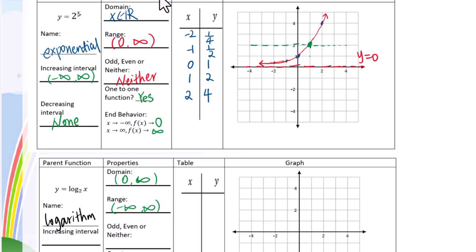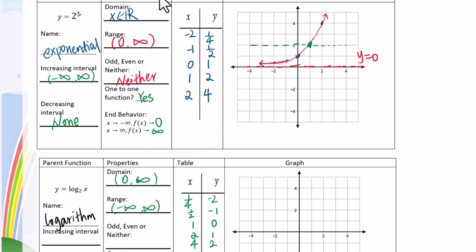Look at the table. We need to switch x, y. -2, -1, 0, 1, 2. 1/4, 1/2, 1, 2, 4.